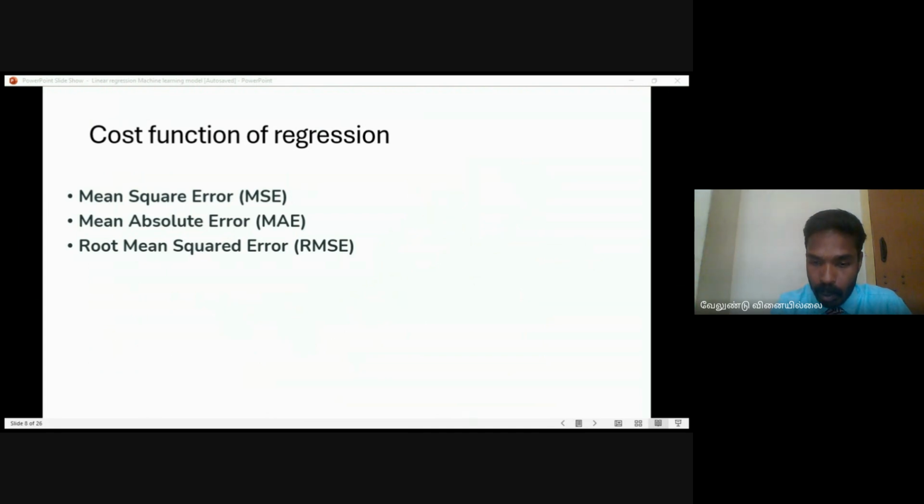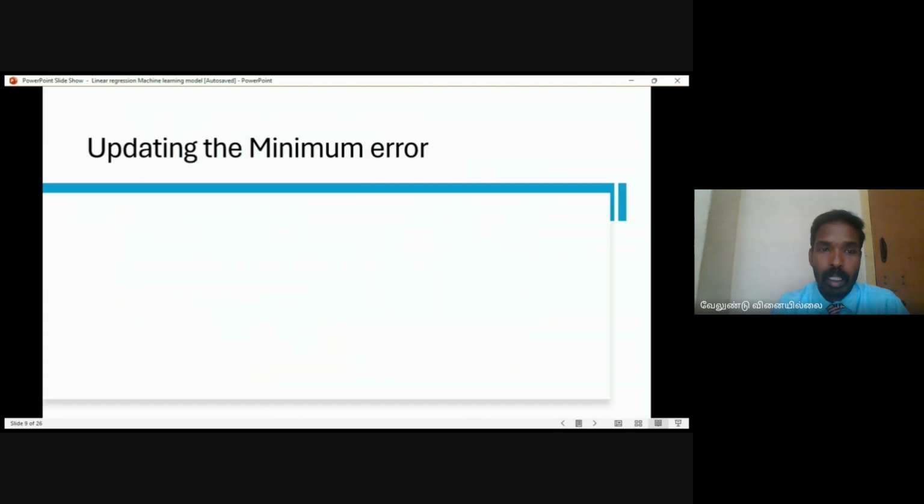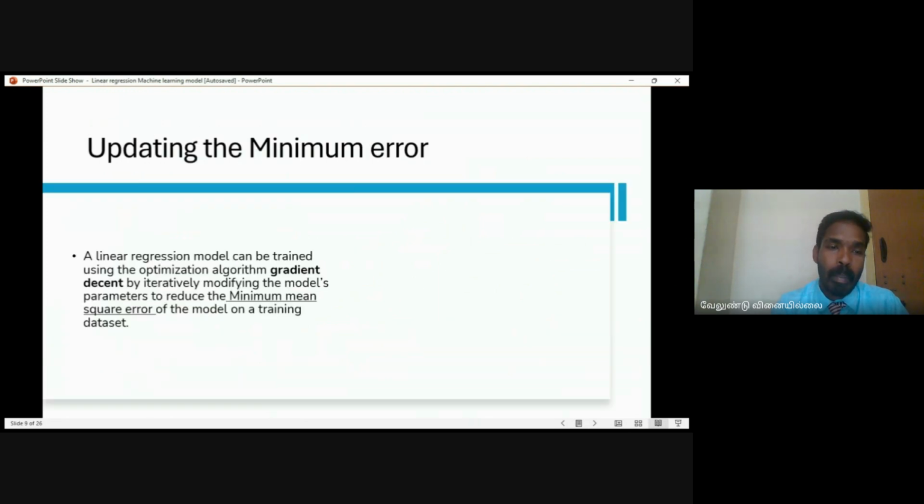So the next thing is, we must know one more mathematical approach for linear regression, that is updating the minimum error. The linear regression model can use the gradient descent method to reduce the mean square error. How the mean square error is to be reduced is interesting. Just give me a couple of seconds. So same thing we are going to use here.